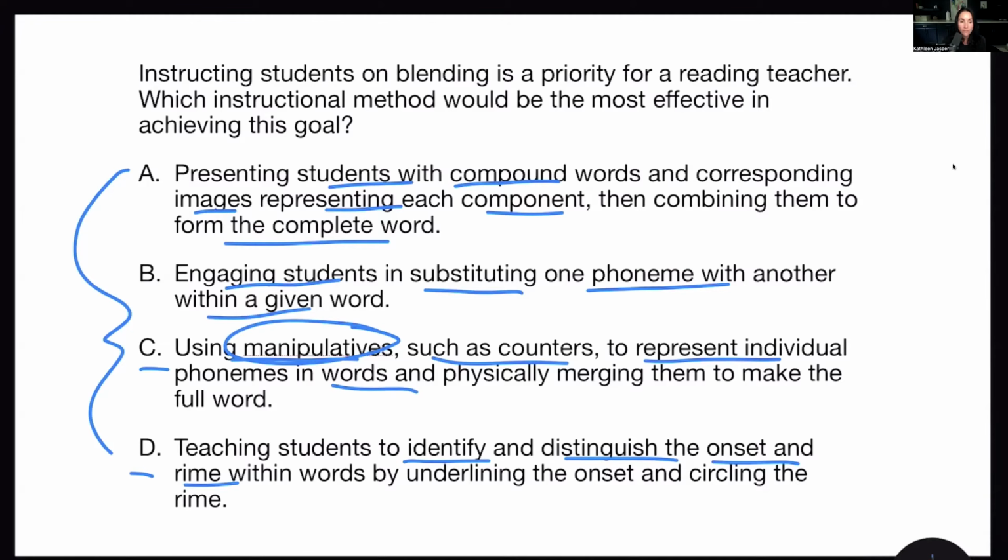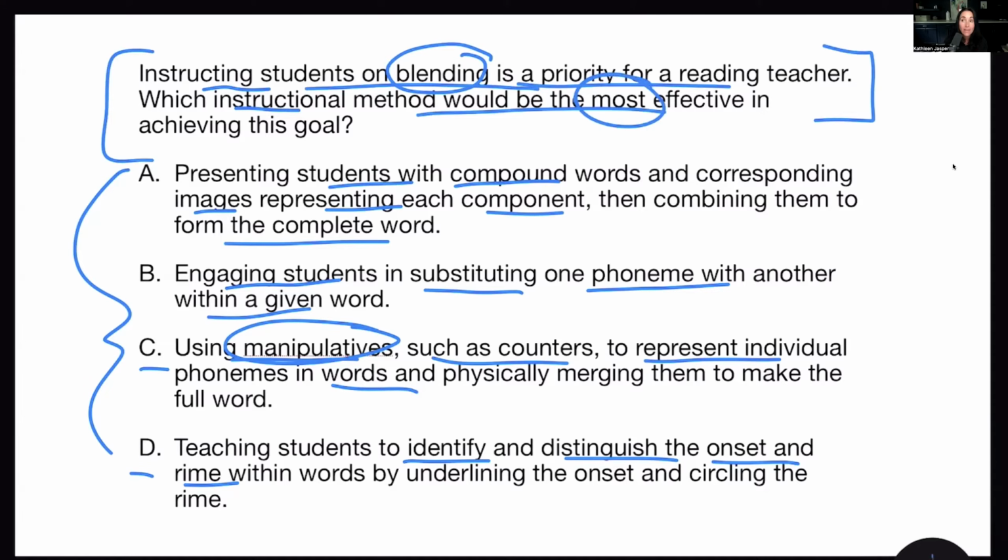Okay, so we have a couple of things going on here. None of these look bad, like ones to get rid of. And I have to read the question to know what I need to zero in on, but it just helps to look at the answer choices quickly and determine if we can eliminate anything or zero in on anything. In this case, we can't. Let's go ahead and read the question stem here. Instructing students on blending is a priority for a reading teacher. Which instructional method would be most effective? Most effective. They might all be effective, but which one is the most effective?